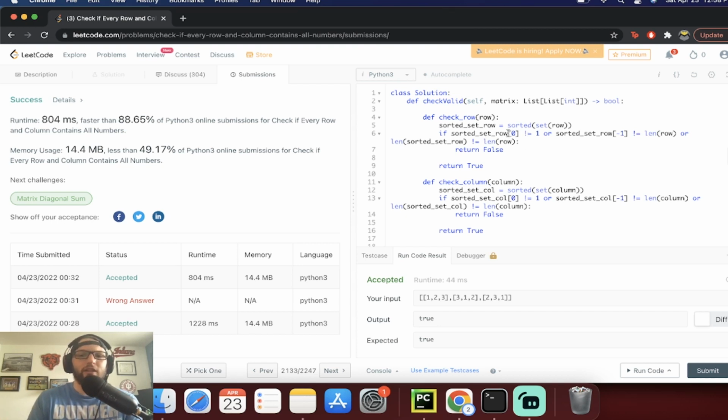I was able to just check that element 0, element 1, making sure that the set and the original list are the same length. If all that checks out, then we know that we have a perfect list given the constraints of the problem. And so once I did that, I sped up exponentially in this problem. So I went from 1200 down to 800, which is a vast improvement. 68.65% of submissions are slower than my solution in that case.